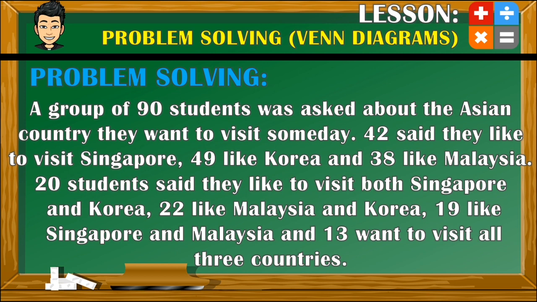Now, let's have this word problem. A group of 90 students was asked about the Asian country they want to visit someday. 42 said they like to visit Singapore, 49 like Korea, and 38 like Malaysia. 20 students said they like to visit both Singapore and Korea, 22 like Malaysia and Korea, 19 like Singapore and Malaysia, and 13 want to visit all 3 countries.